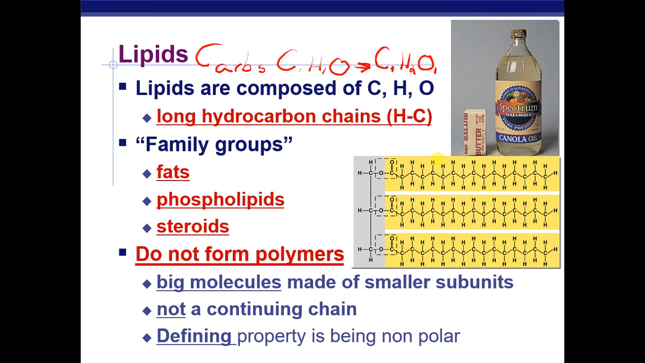Really, the only thing that lipids have in common, besides being long hydrocarbon chains, is that they are all nonpolar. All right? They are all hydrophobic. They don't mix in water. And you can test that very easily by trying to mix some vegetable oil in water. It might happen momentarily, but then they will spontaneously separate. They don't mix in water.